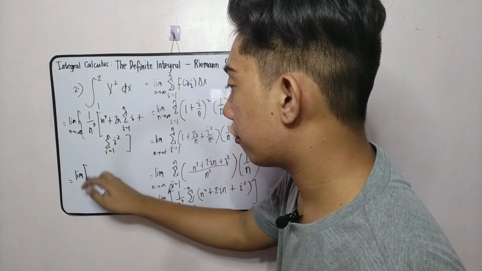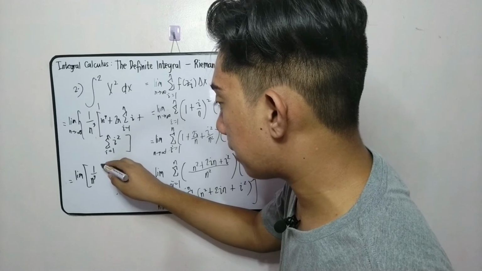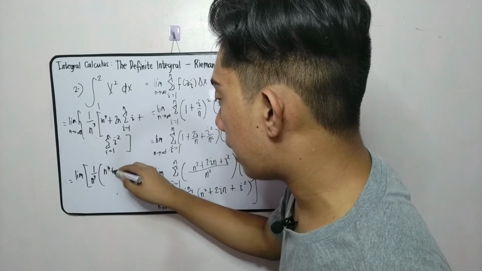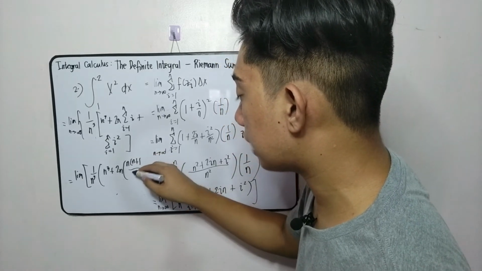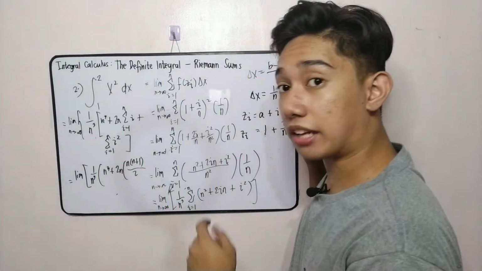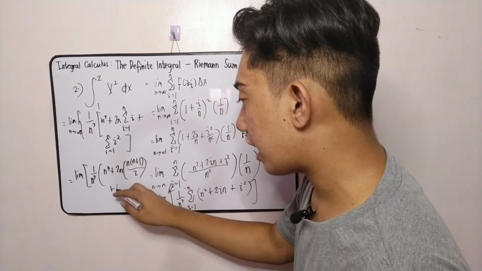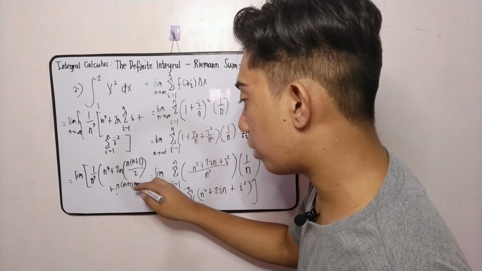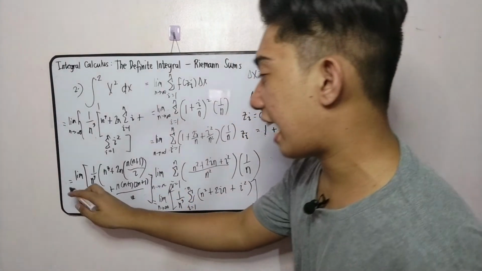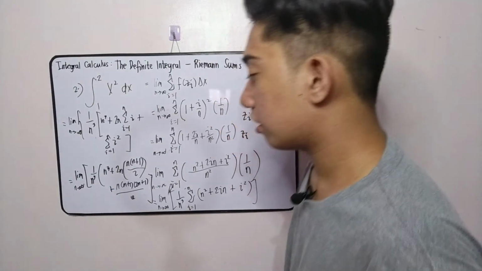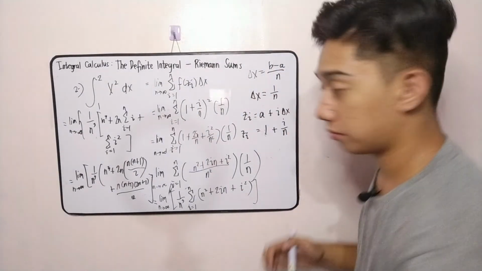So, the limit of 1 over n cube times n cube plus 2n times n times n plus 1 over 2. Where did this come from? From our rules of sigma notation. Okay? Plus, the rule here is n times n plus 1 times 2n plus 1 over 6. Okay? As n approaches infinity.